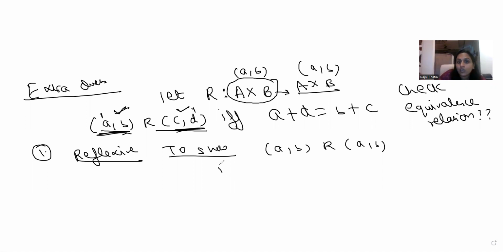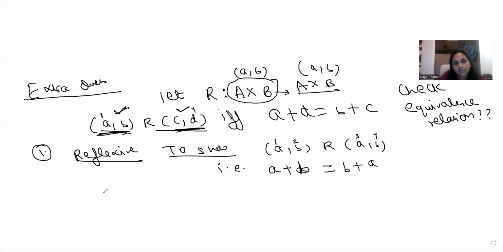So exactly what do we need to show? The sum of the first and the last element, which is B in this case, is equal to the sum of the middle two terms, which is B plus A. This is what we need to show. But we know that the commutative property of addition says that A plus B is equal to B plus A. Hence, this relation is reflexive.